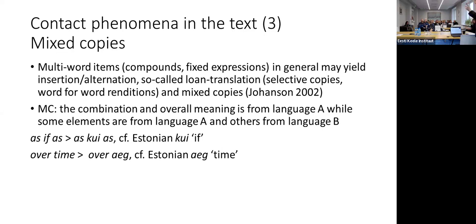So this is an example from this text: "as if" gives you "as kui". It's very difficult to pronounce Estonian. So in Estonian, you don't say it in this way. Kui is "if" in Estonian. "Over time" is a fixed expression. In Estonian you would say "over aeg", Estonian aeg. But the logic here is English "over time", not Estonian logic.